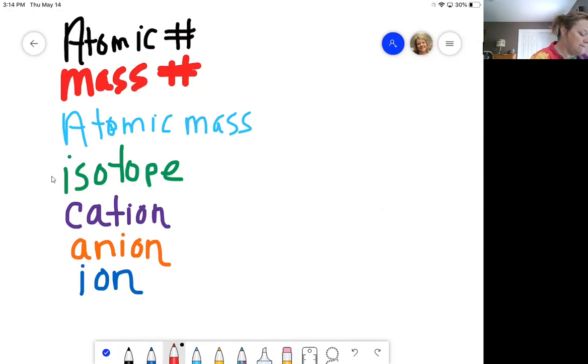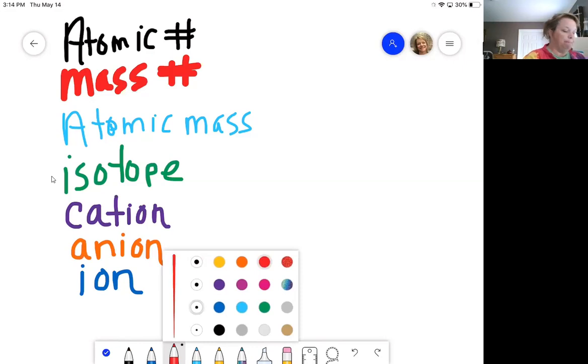Then we have mass number. Let's back up to atomic number just really shortly. Atomic number is found on the periodic table. It's the whole number on the periodic table. They are from 1 to, I think we're up to 118 now or whatever. 1 through 92 are the only ones that are found naturally. All the rest have been synthesized or made in a lab. But every time we add a proton, we have a new element.